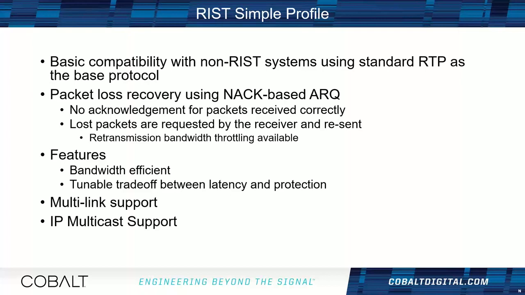You don't acknowledge packets that are received correctly because most of the packets are going to make it correctly. You just ask for the ones you don't get. And you can then throttle the retransmission bandwidth for stability. So features of this method, it's bandwidth efficiency, because you only send what you need, only retransmit what you need. And there's a tunable trade-off between latency and protection by basically deciding how many times you're going to retry a packet before giving up, essentially. This has built-in multi-link support and also IP multicast support.